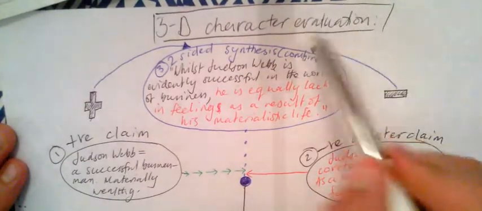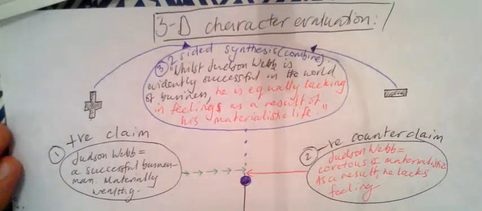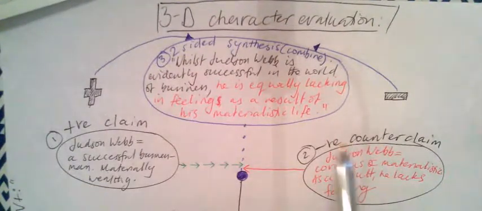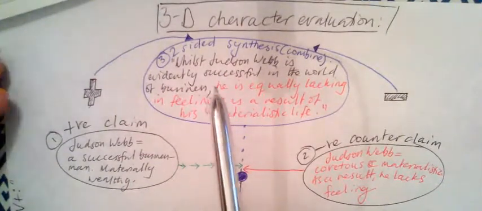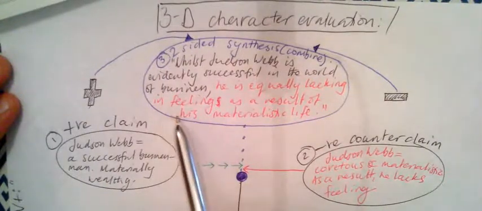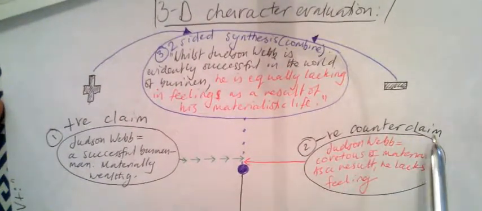And the reason that this is evaluative is because we have taken into account both sides in order to make this claim. Often what students do when they think of evaluation, they think that just simply showing the two sides of the character or the two sides of the argument is enough. You can say some people see Judson Webb as a successful businessman, while others see him as materialistic and selfish. But what that suggests is that you haven't actually made sense of these two different sides. This sentence makes sense of it because it's basically coming down on this negative counterclaim side. We're ending the sentence with this and subtly suggesting that this is the most relevant feature of his personality.